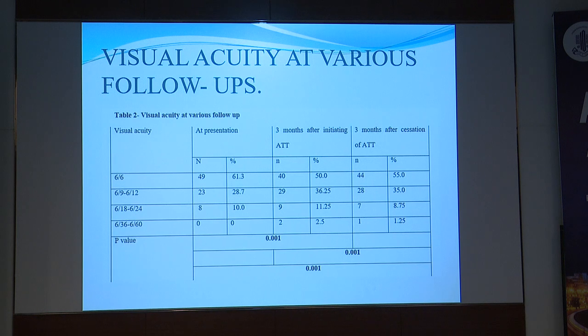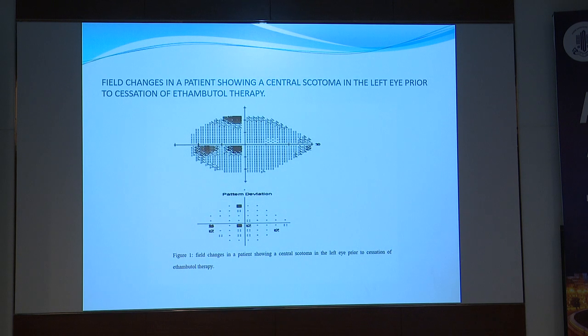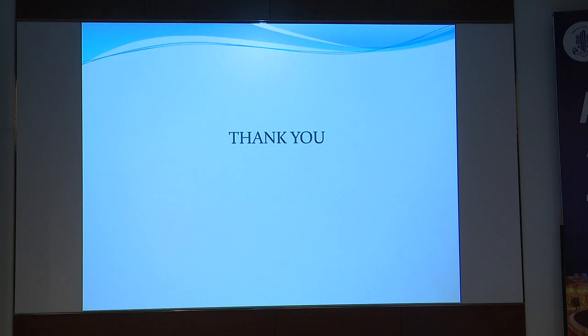And these are tables that I made regarding the visual acuity and the field changes. So the major field change which I observed was central scotomas and centrocecal scotomas, followed by peripheral constrictions and peripheral defects mainly after that. This is one of the Humphrey Field charts of one of the patients showing central centrocecal scotoma. Some of the references. Thank you.